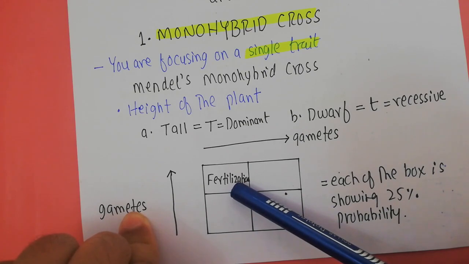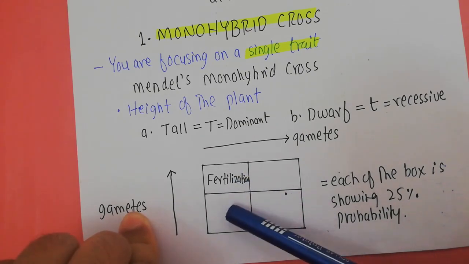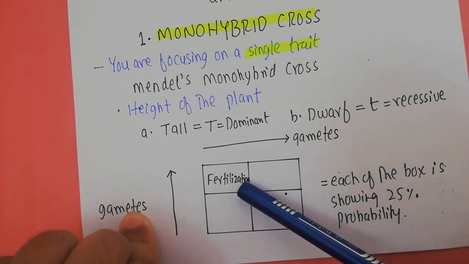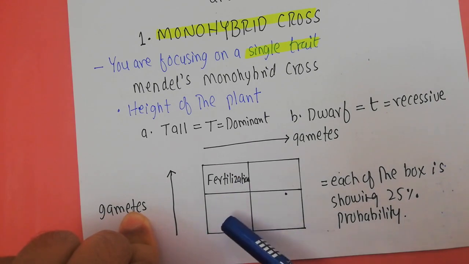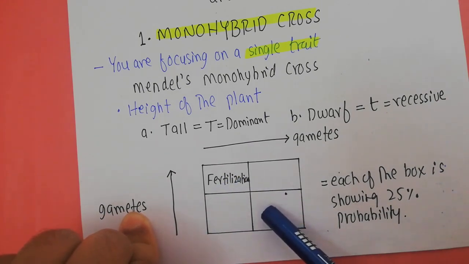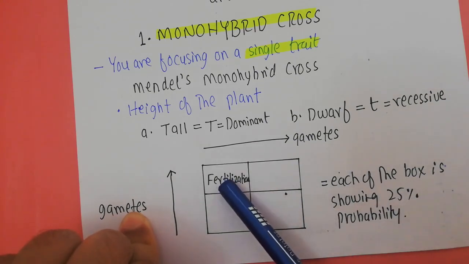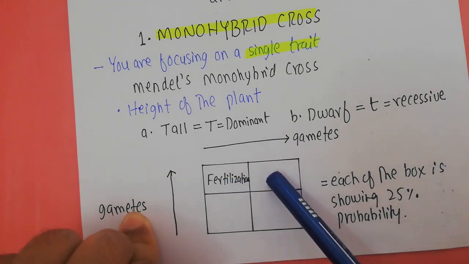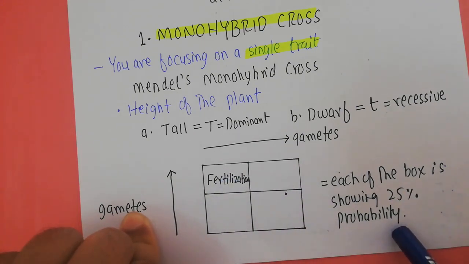When the gametes combine with each other, the interior of the Punnett square shows you the product of the fertilization. And each square in this Punnett square, like here we got 4 of them, each shows a 25% probability. So this box is 25%, this is 25%, this is 25%, and this is 25%. So each box shows you the 25% probability.